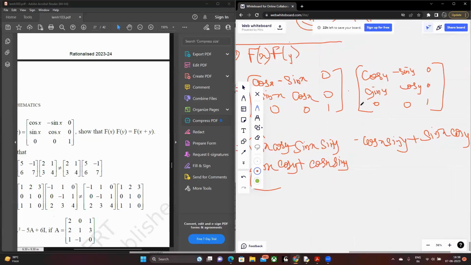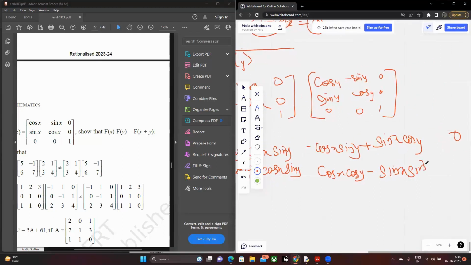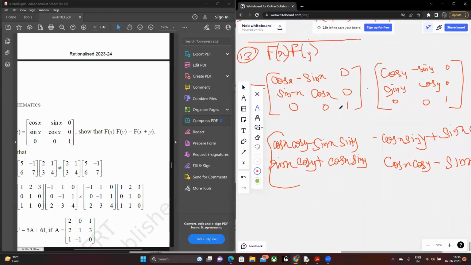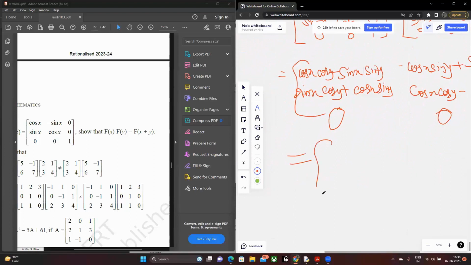Right? Over here, again, it is going to be this row into this column, that is cos x cos y minus sin x sin y. And again, there is a 0 because this one is 0, this one is 0, and 1 is also 0. Right? Finally, you have 0, 0, 1 that yields a 0 over here, a 0 over here, and a 1 over here. Right? Which is basically just using the formula of cos of A plus B, that is cos A cos B minus sin A sin B.